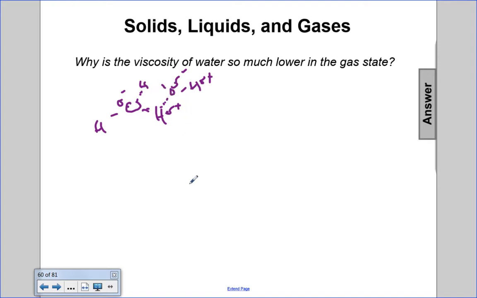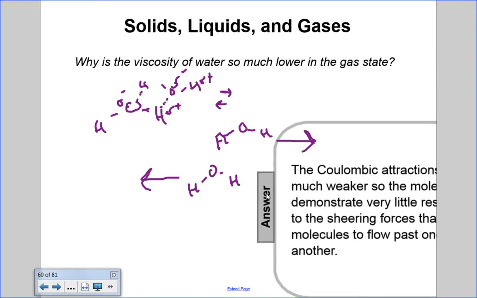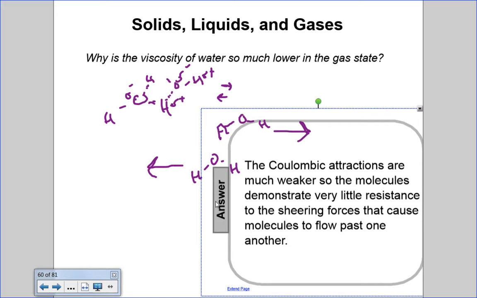However, once you get to the gas state, the energy to get it to the gas state is such that these molecules become so far apart that the London forces cannot affect them. And so in the liquid, as the molecules try to flow past each other, they are held up by the hydrogen bonds. In the gas, those hydrogen bonds really have very little effect, and therefore the molecules are free to flow past without much in the way of interference from the other molecules. As it says here, the Coulombic attractions are much weaker in the gas than in the liquid, so the molecules demonstrate very little resistance to the shearing forces that cause molecules to flow past one another.